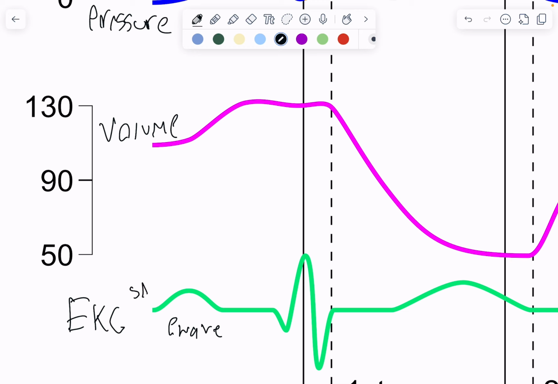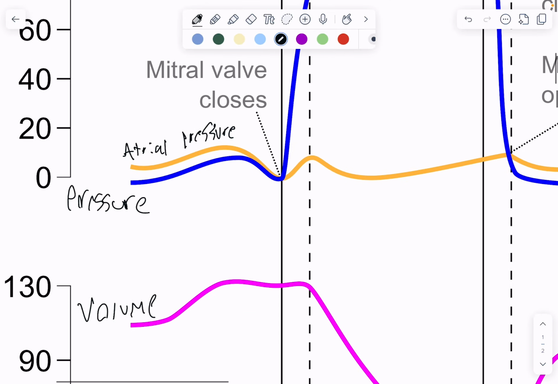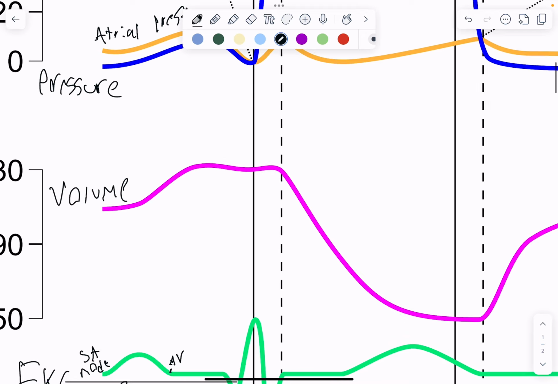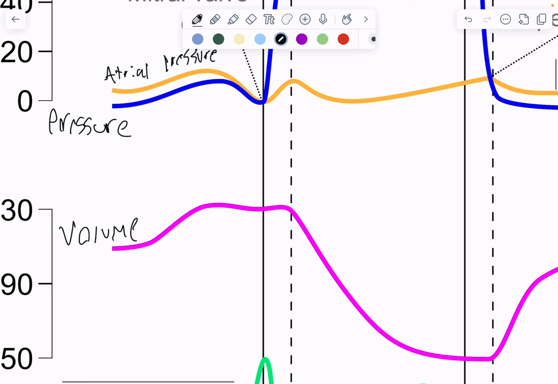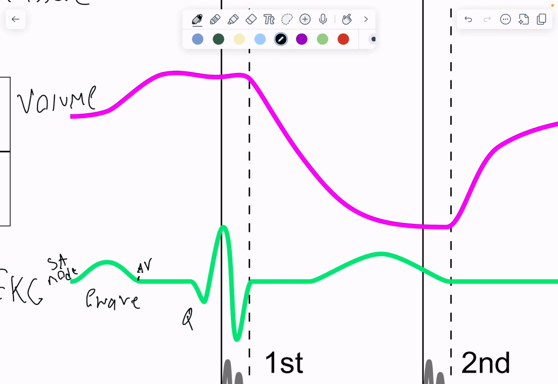And then the SA node depolarizing is over here, and right here is AV node delay. AV node delay can be signified using the other two, as you can see. After the atrium is done contracting in the AV nodal delay, you see a decrease in pressure, as well as a maintaining of volume because there's no contraction, or actually a slight increase because the AV nodal delay is to allow for more filling, so you get more volume but lower pressure. And then you get to the QRS complex.